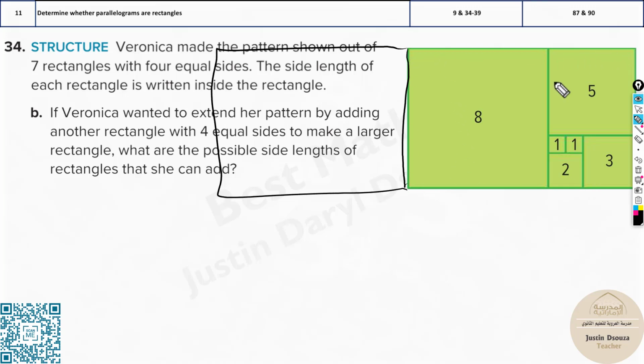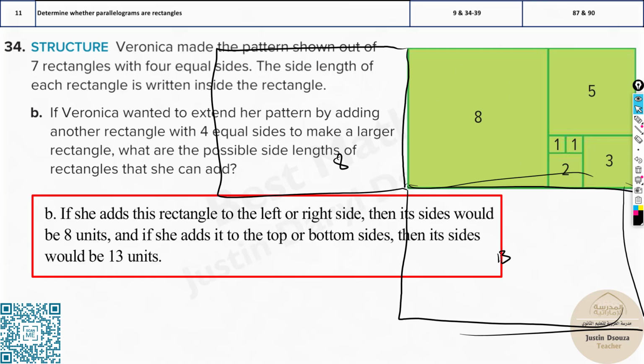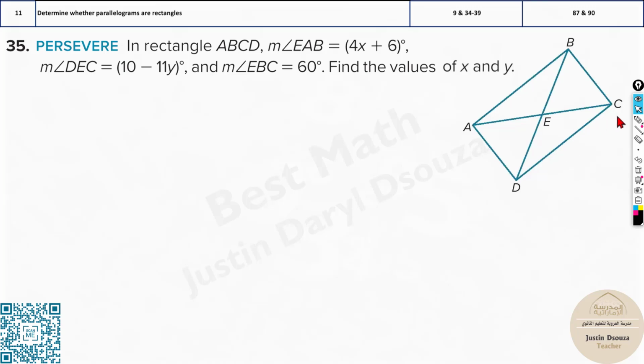What is the total length over here? 8 plus 5 is 13. So that'll be over here. I mean, it should be 13, it should be the long one. So it should be either 13 or 8. That's the only two possibilities if she's going to add to the same figure. So it is either 8 units or 13 units. That's the only possible sides because the side lengths are equal. So if it's 8, then 8 only. 13, 13 only.